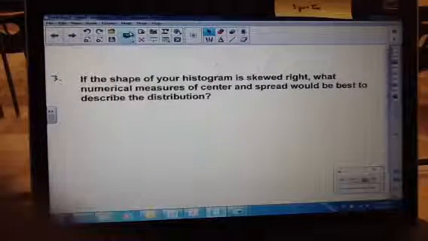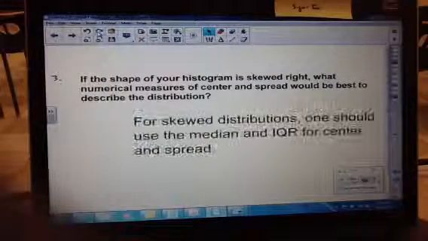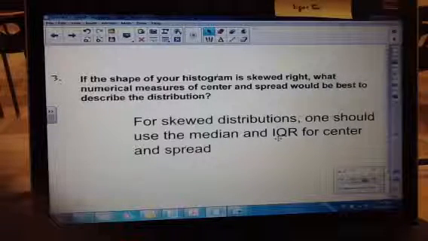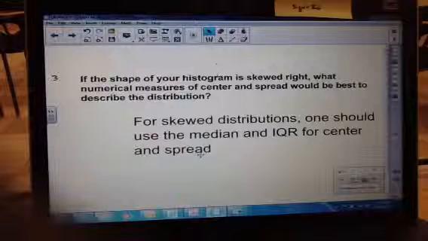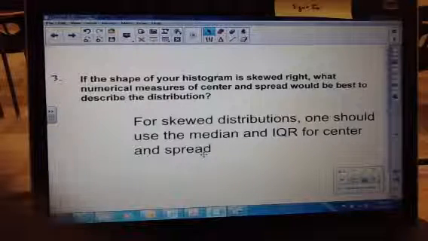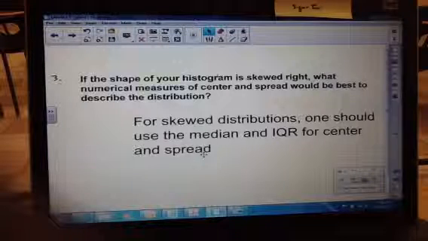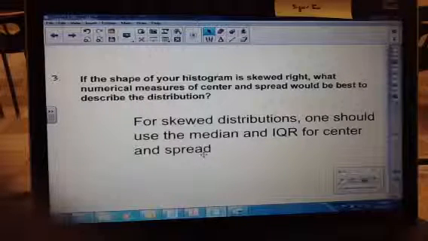For skewed distributions, one should use the median and the IQR for center and spread. The mean would be deceiving. The mean is affected by outliers, which is not an accurate representation of the center.